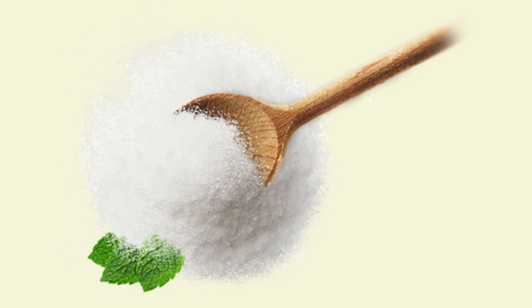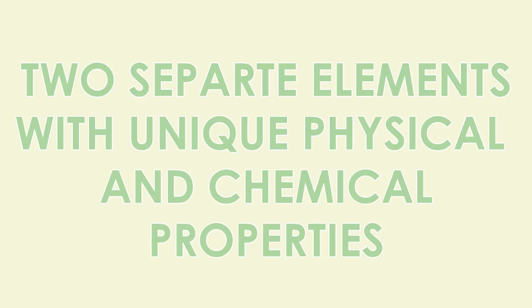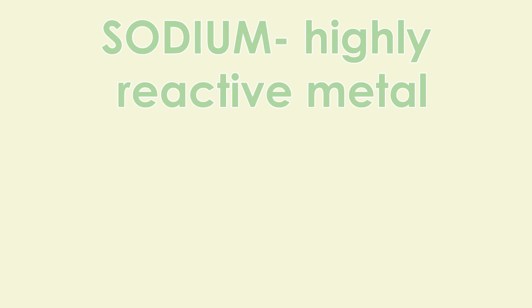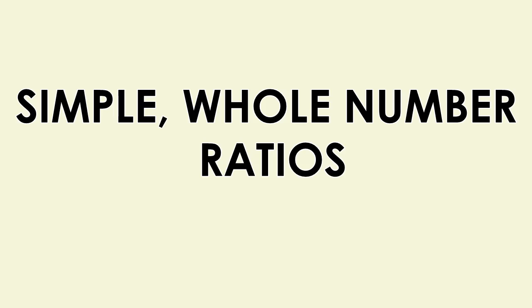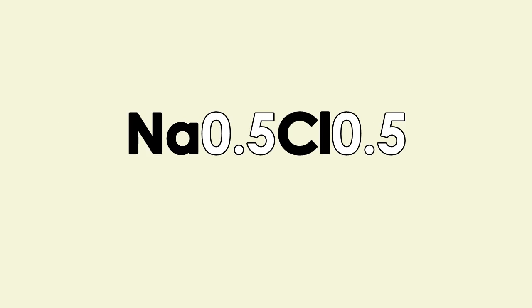For example, take the compound table salt. Table salt is a combination of two separate elements with unique physical and chemical properties. Sodium is a highly reactive metal, while chlorine is a toxic gas. When they react, the atoms combine in a 1:1 ratio to form white crystals of sodium chloride. Since atoms are indivisible, they will always combine in simple whole number ratios. Therefore, it would not make sense to write a formula such as Na0.5Cl0.5 because you can't even have half of an atom.